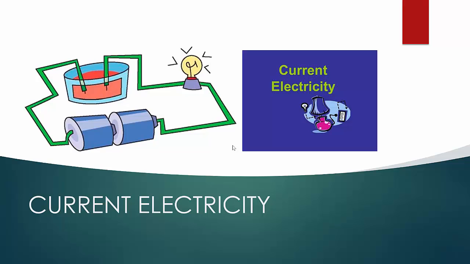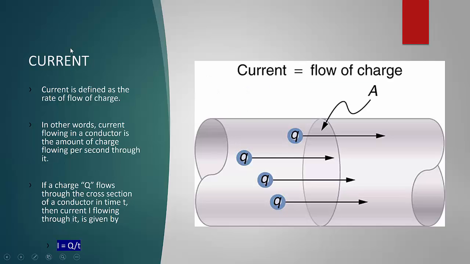Current is actually the flow of charged particles. Current is defined as the rate of flow of charge. In other words, current flowing in a conductor is the amount of charge flowing per second through it. This figure shows one section of a conductor. So if Q charge flows through the cross section of the conductor in time t, then the current I flowing through it is given by I equals Q per t.